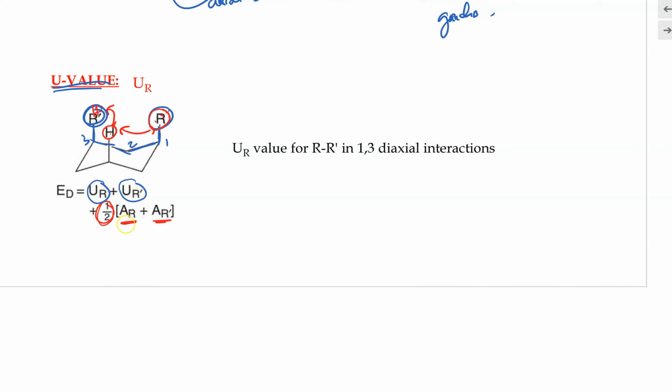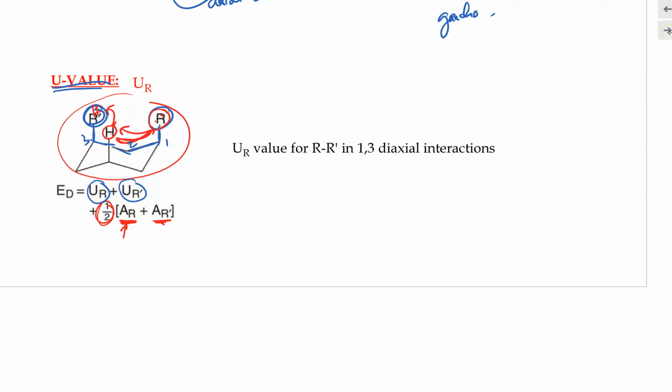This is simply because the value given is for the interaction between the group and two hydrogens, but we have only one, so therefore half of the A value. And the other one then describes the interaction between the R prime and the other hydrogen. So this is how we can calculate how much interaction is involved when we see the position of these groups as follows.